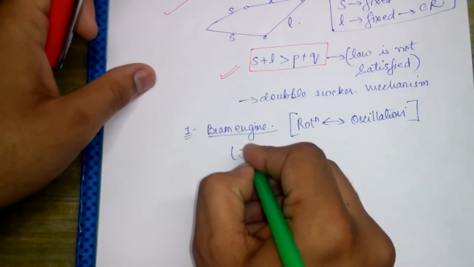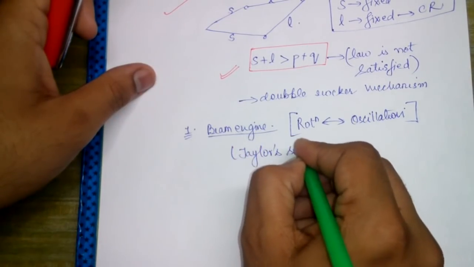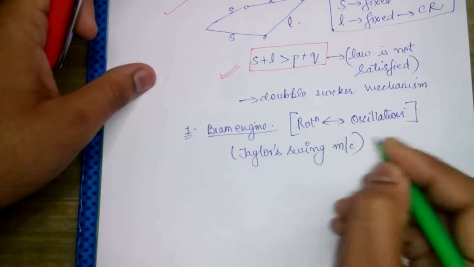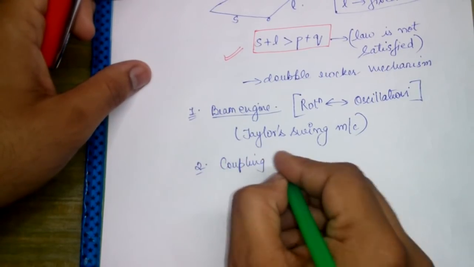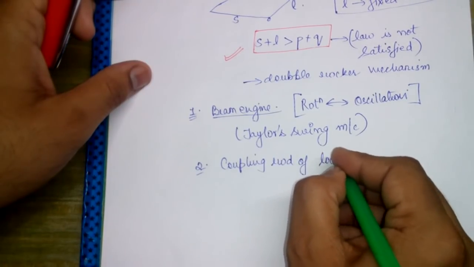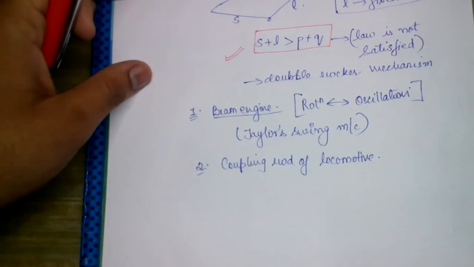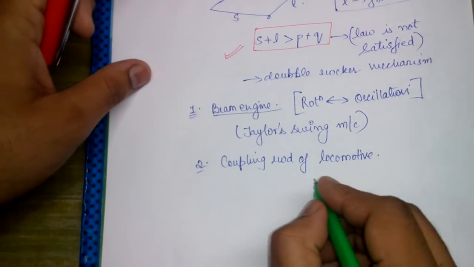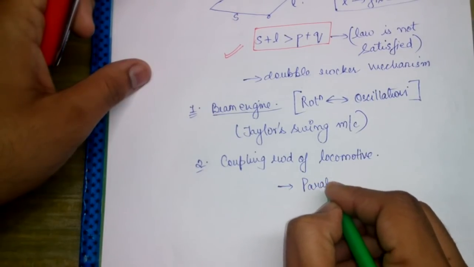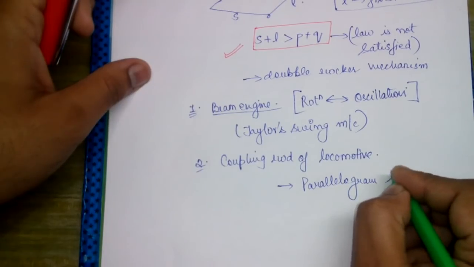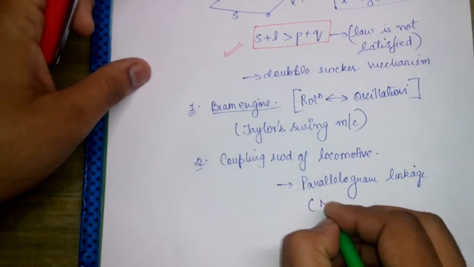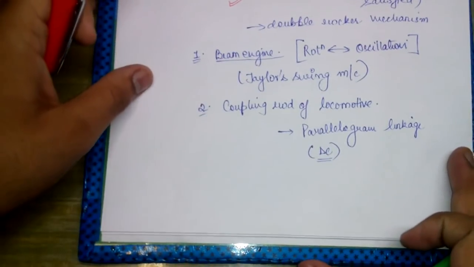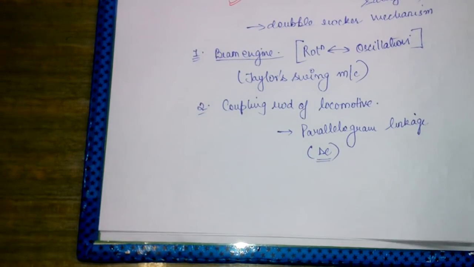So the example we can write is Tailor's swing machine. The second is the coupling rod of a locomotive. In the coupling rod of a locomotive, we are actually getting the parallelogram linkage, and therefore it will always form the double crank mechanism. In the locomotive, we have one trailing wheel and one driving wheel.